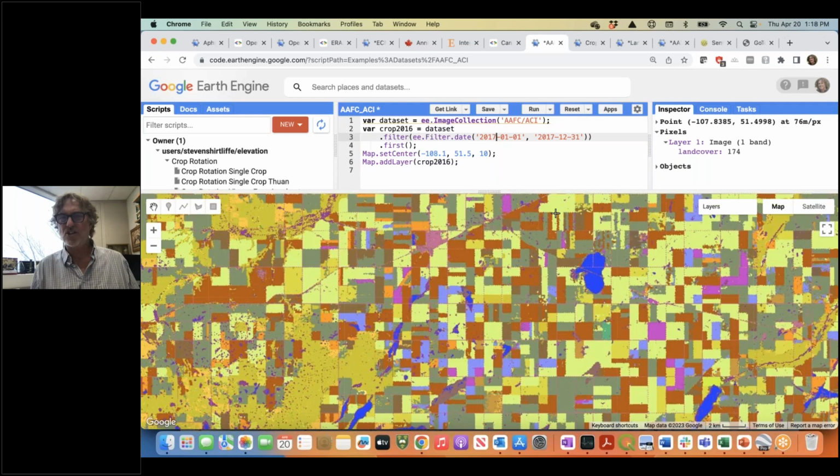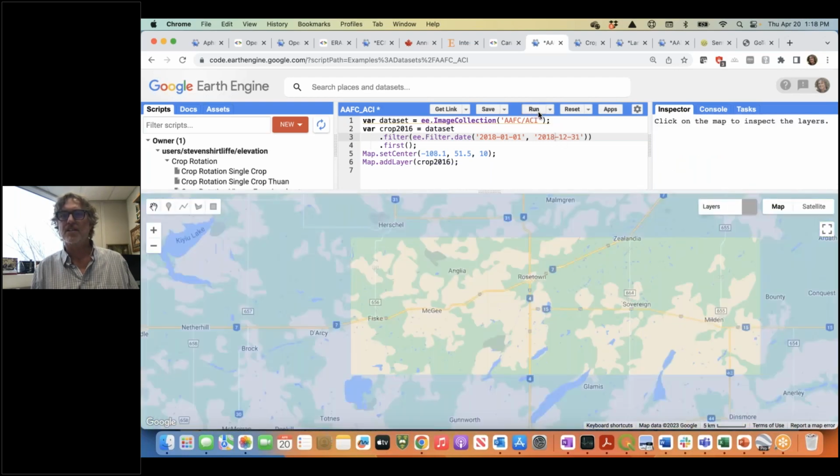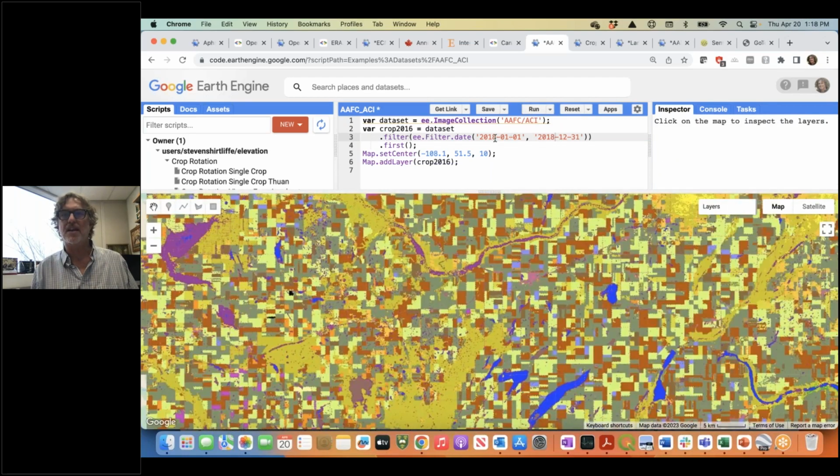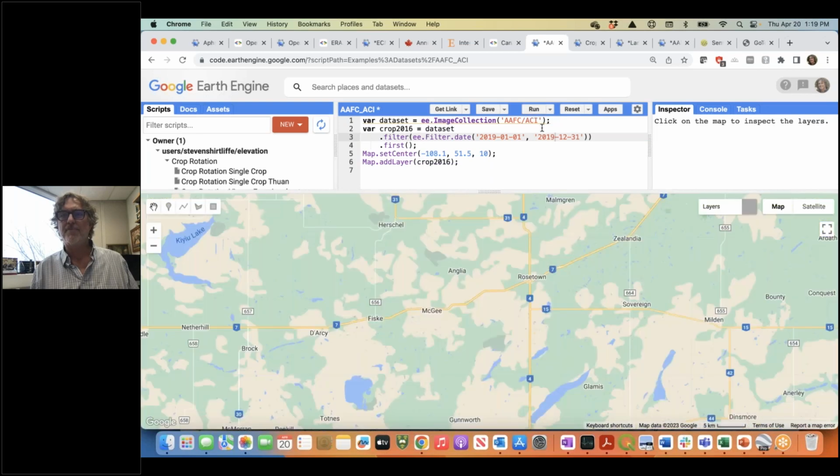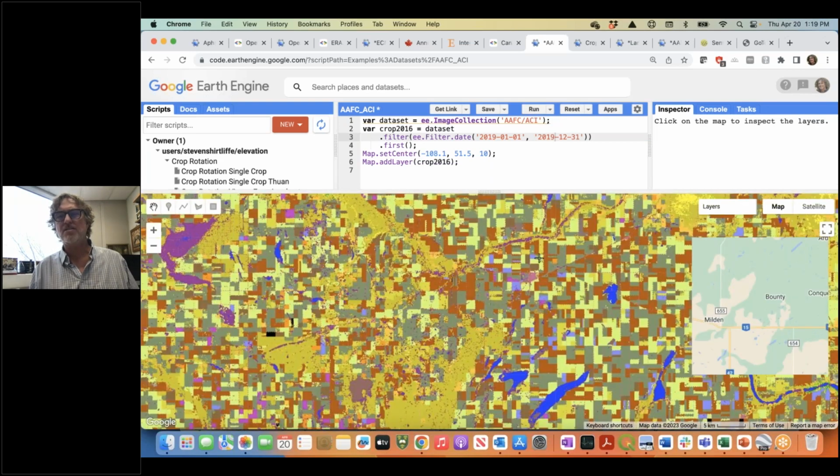And through this interface, you can actually go in and look at what it is in different years. You can display that data. There's 2018. I can change it to 2019. This is all happening in real time.